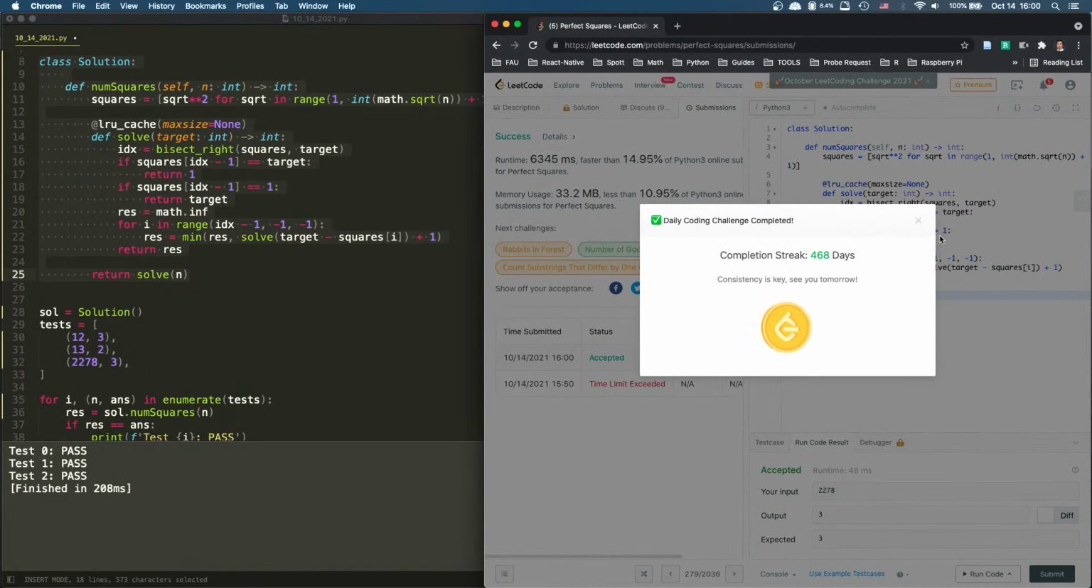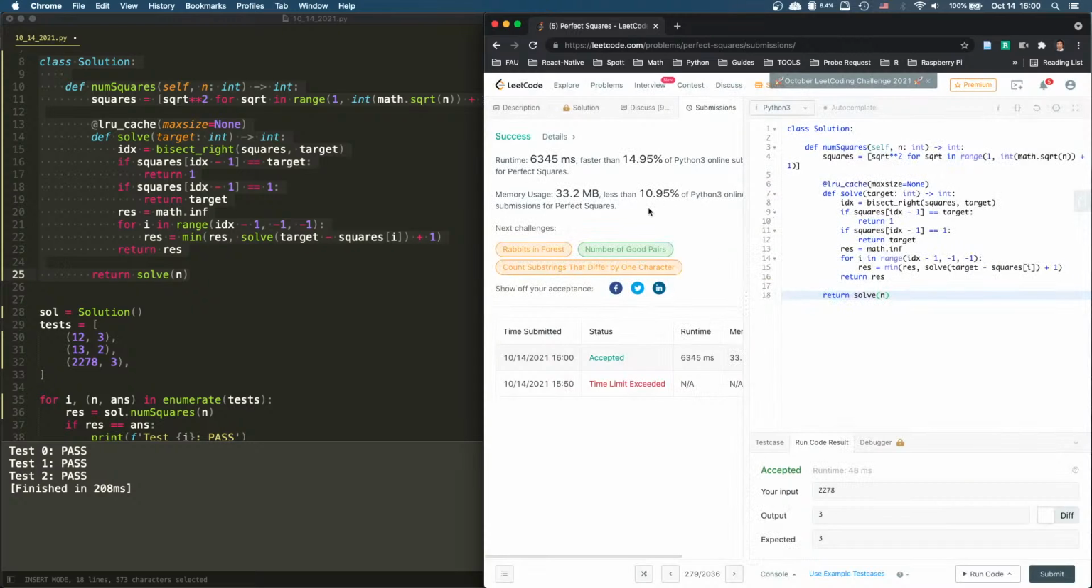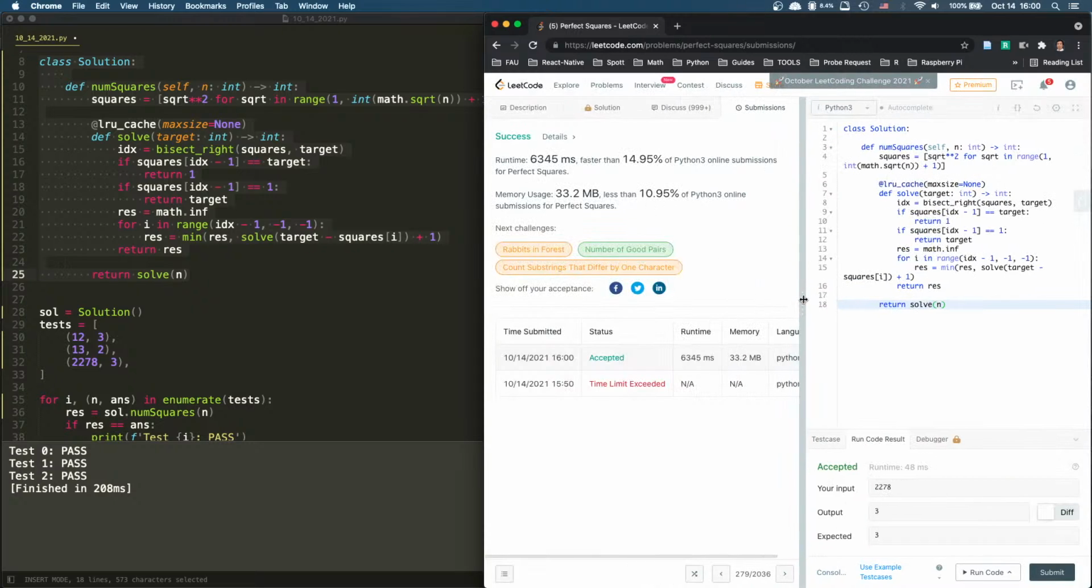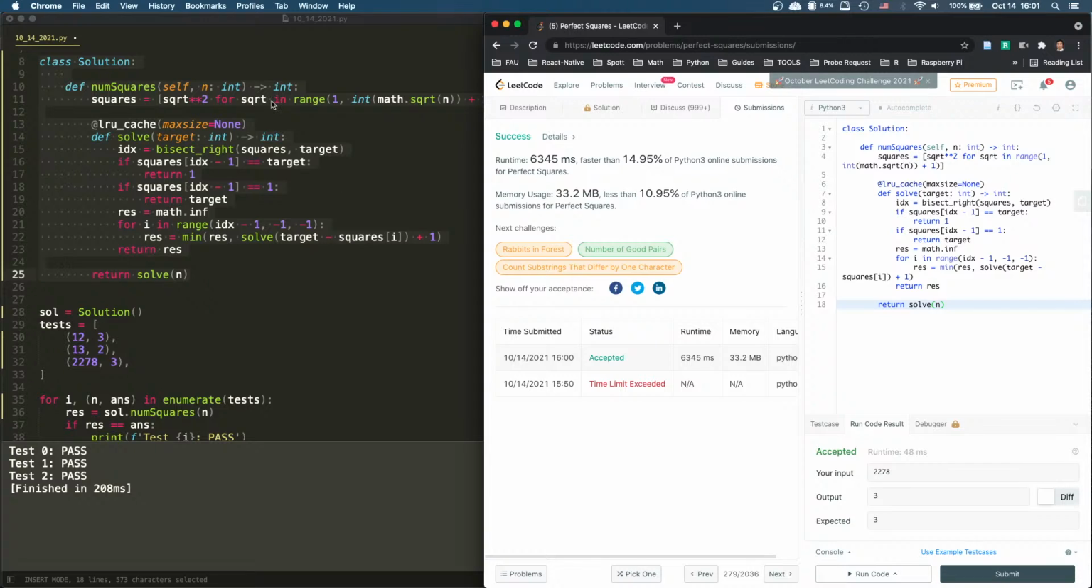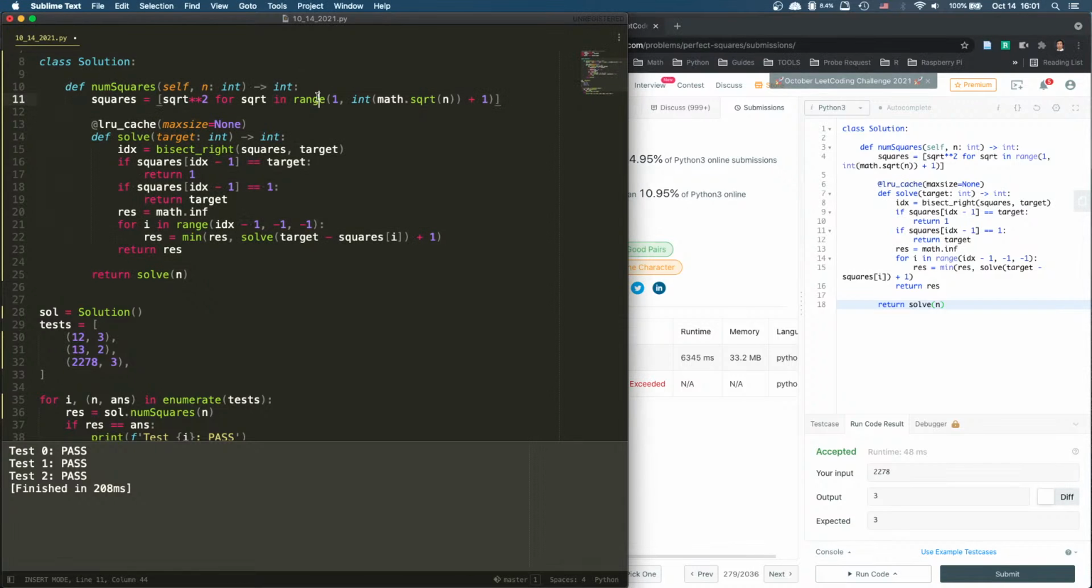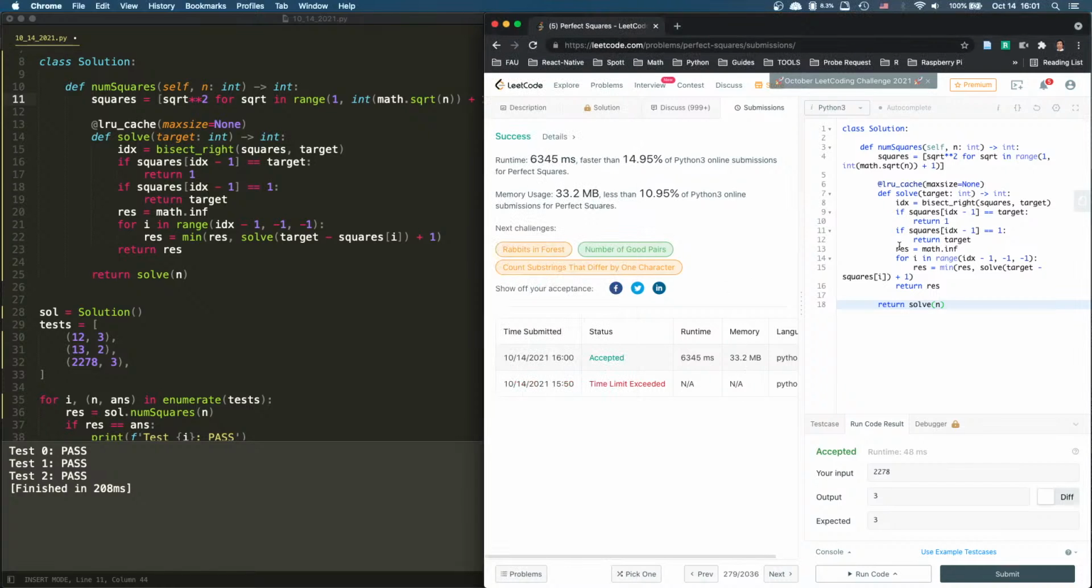Oh my god. Oh, it did pass, but with very, very bad runtime. Oh my goodness. Okay, so the problem is with the square root. Square root takes too much time. And by eliminating square root, we swap in the binary search, and it passed. But with very ugly time.